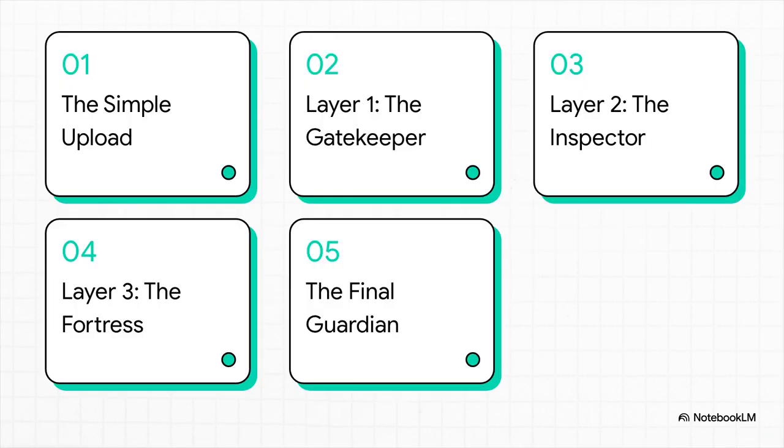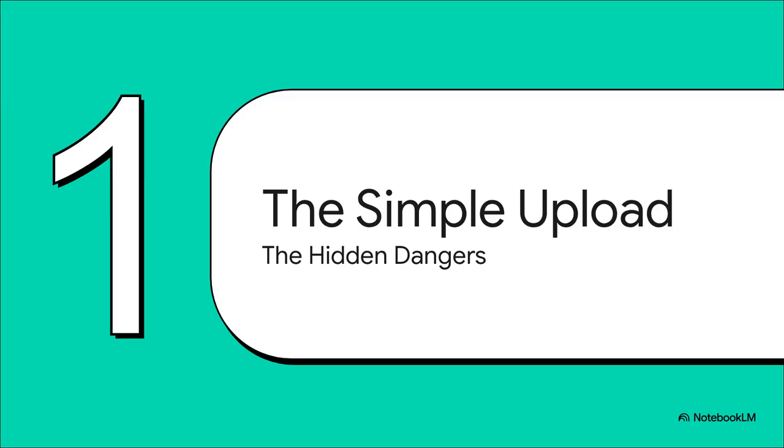So to wrap our heads around this, we're going to use an approach called the layered defense. Think of it like a security onion. We'll start on the outside with the most basic checks and work our way in to the core protections. We'll look at the dangers, walk through 3 key layers of defense, and then meet the final guardian that watches over everything. First up, let's talk about the problem itself.